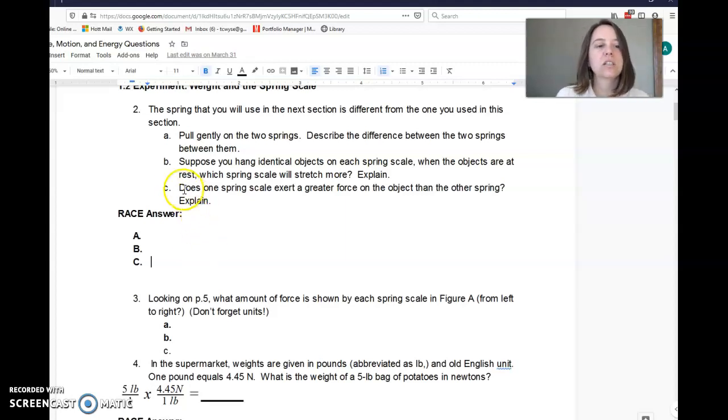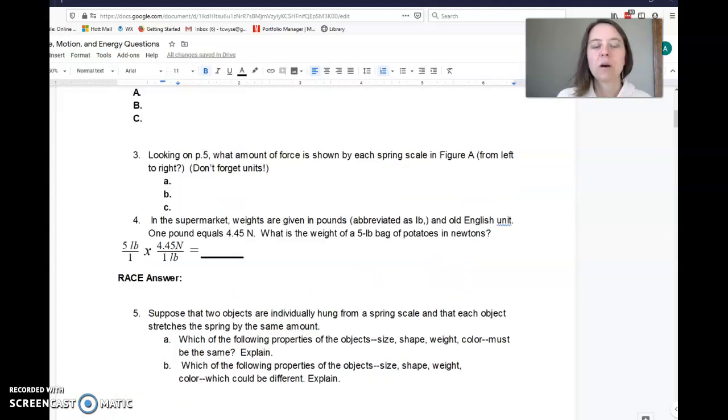So the question is, does one spring scale exert a greater force on the object than the other spring? So you'd use a RACE strategy. Yes or no. One spring scale does or does not create a greater force on the object, and then you would explain. Please pause the video until you're done with number 2. So moving on to number 3.